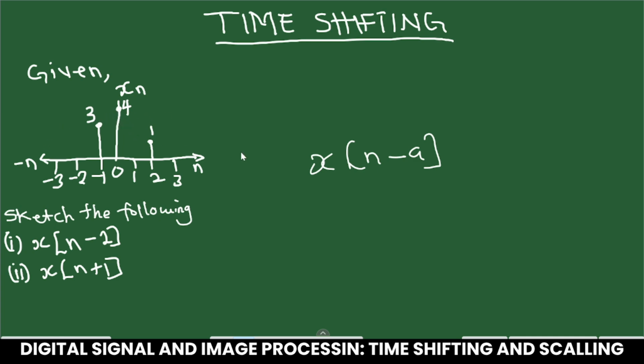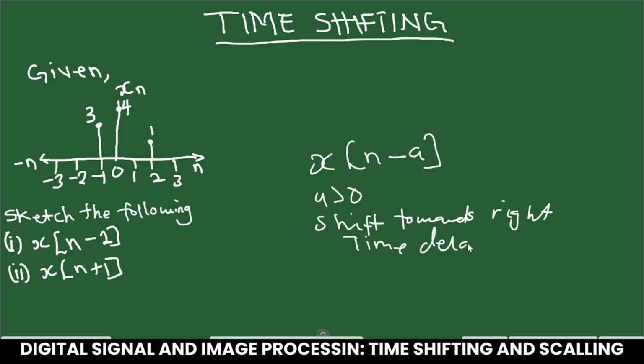Now you can have two instances when this constant or variable a can be greater than 0. That is when it's positive integers. When it's positive integers, you are going to shift towards the right. And this is going to lead to what we call time delay.